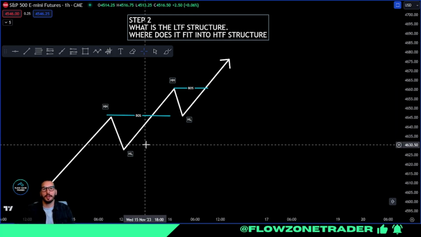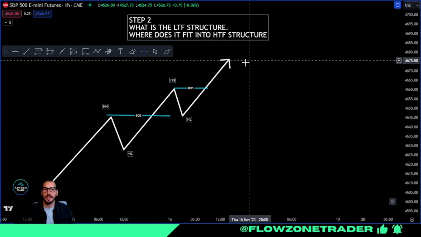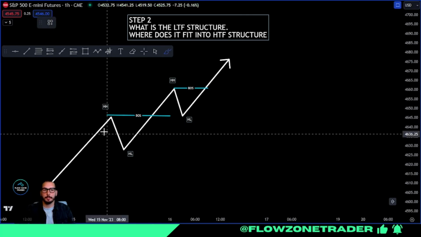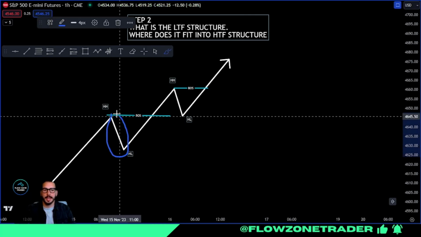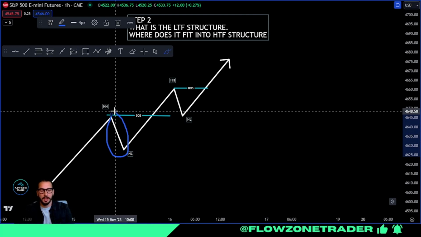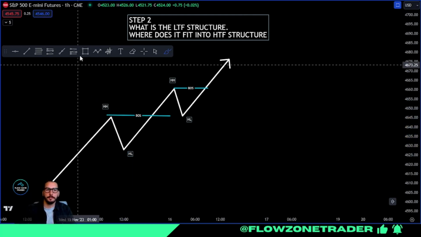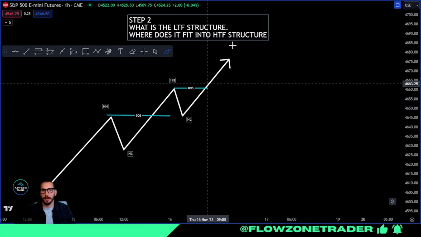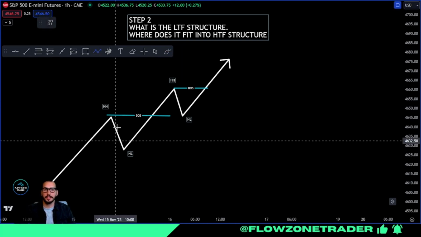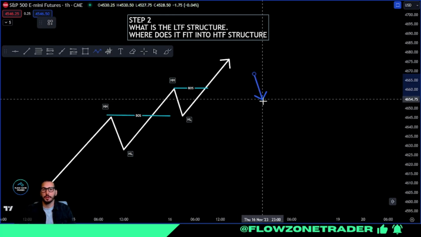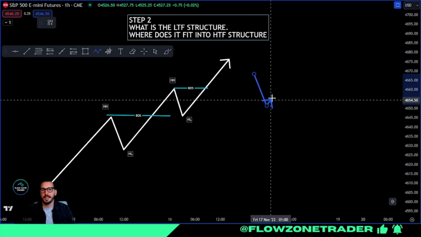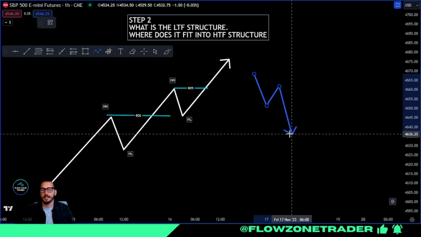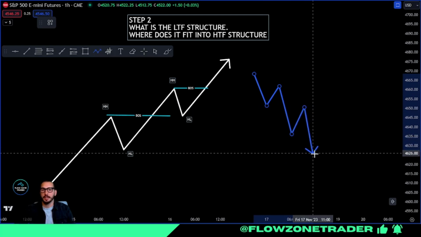So how do we time this? This is the key thing. How do we time this? I just want to think about this pullback leg here on the higher time frame. What would that look like on a lower time frame? Because on here we're thinking about one leg up, one pullback, one leg up, one pullback, one leg up, one pullback. On a lower time frame, that leg that I circled would look like this, wouldn't it? It would be a series of lower lows, lower highs, lower lows, lower highs, and lower lows.